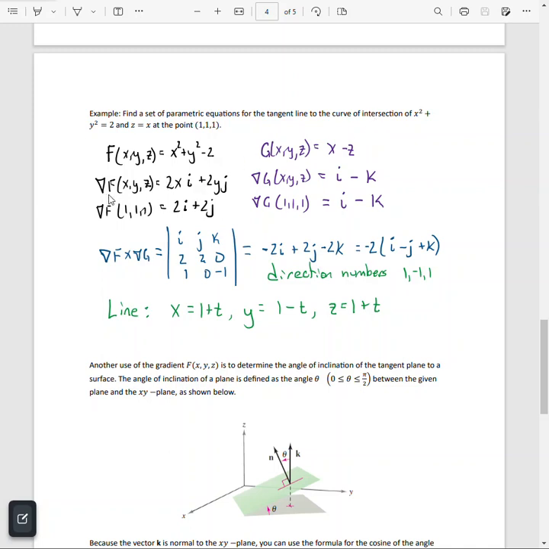So the gradient of F, we'll take the partial derivative with respect to x. So we get 2x times i. The gradient is a vector. The partial derivative with respect to y is positive 2y times j. Partial derivative with respect to z, there's no z, so there's no k term. At the point (1, 1, 1), the gradient of F is 2i plus 2j.